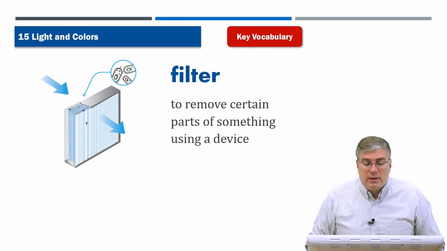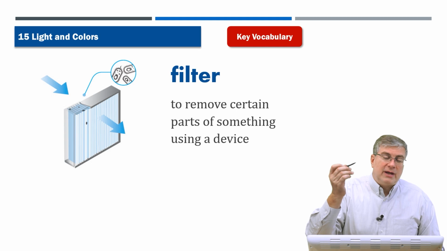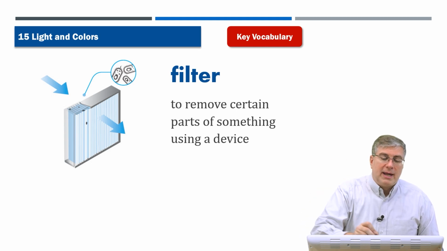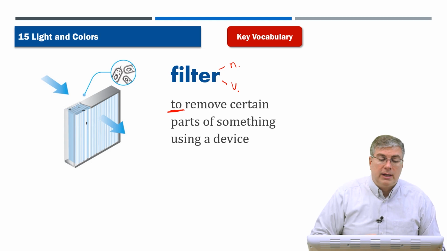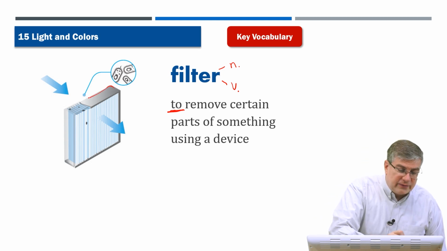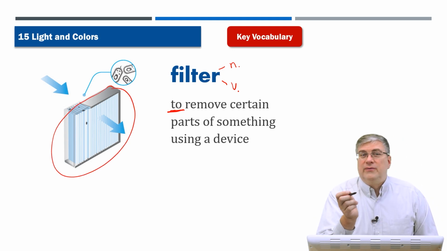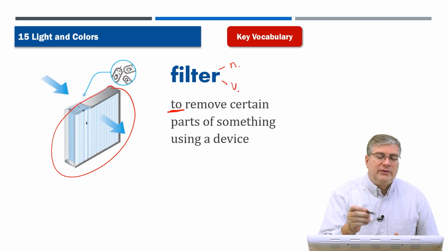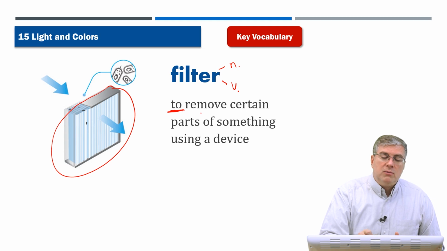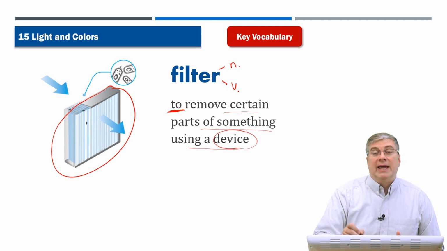Next we have filter. Here you could say filter is a noun or a verb. Here it's a verb because we see "to." So filter is a verb here, but filter can also be a noun. And this is a filter. What does a filter do? It filters. So it's kind of the same idea. But anyway, to filter means to remove certain parts of something using a device, like a filter.